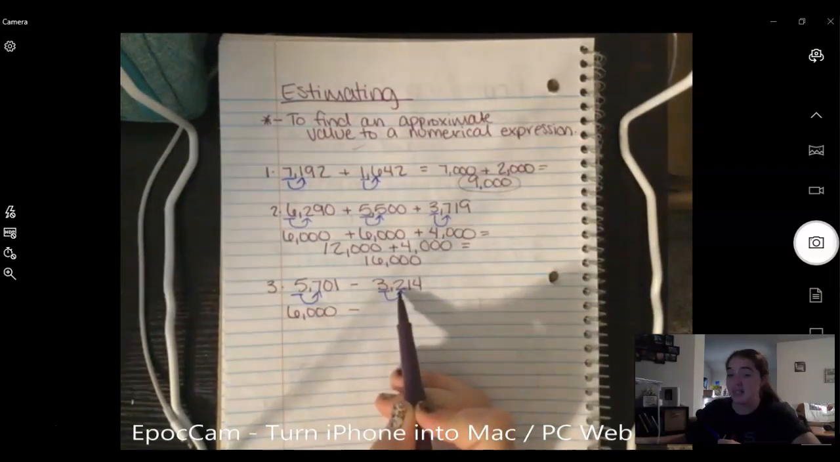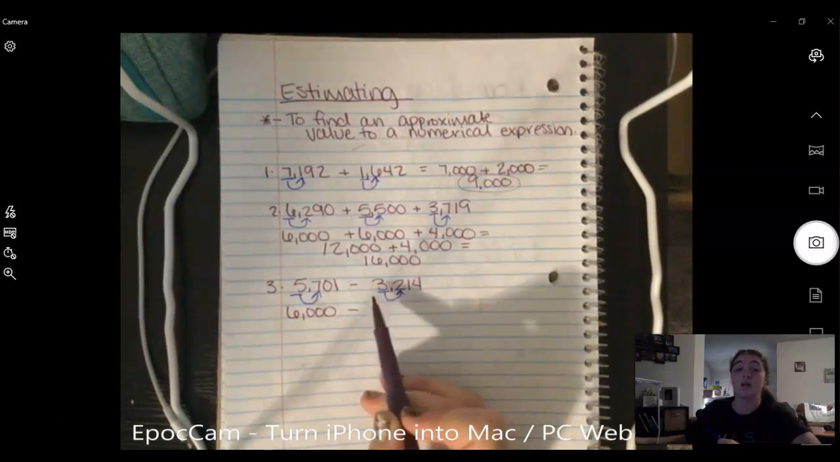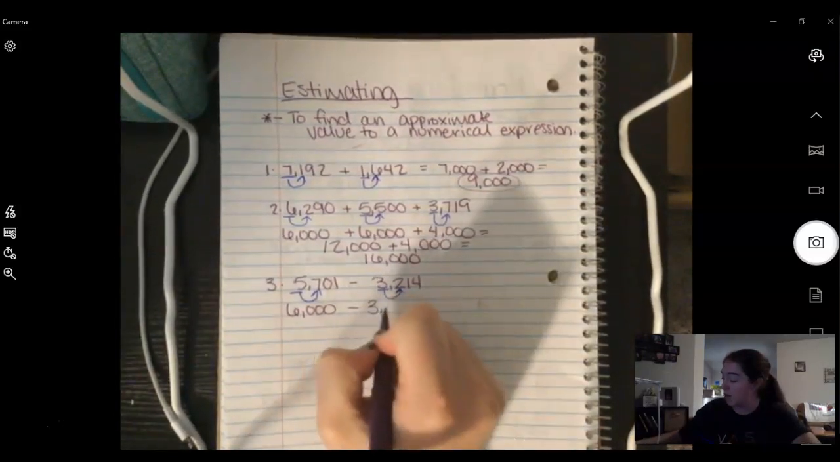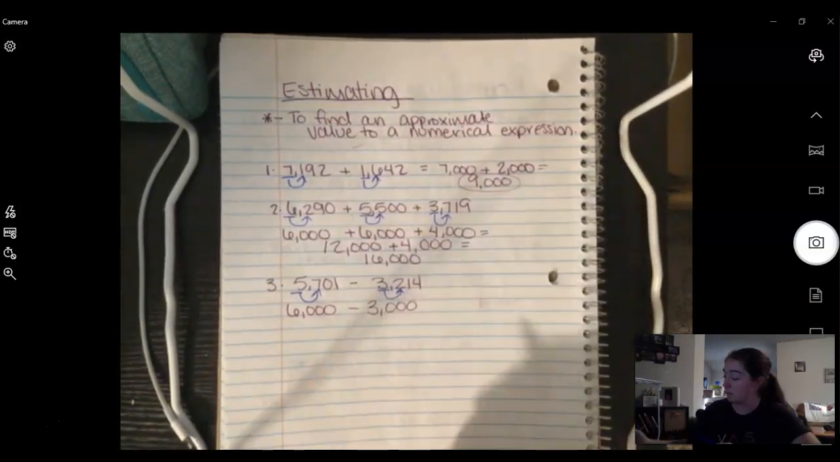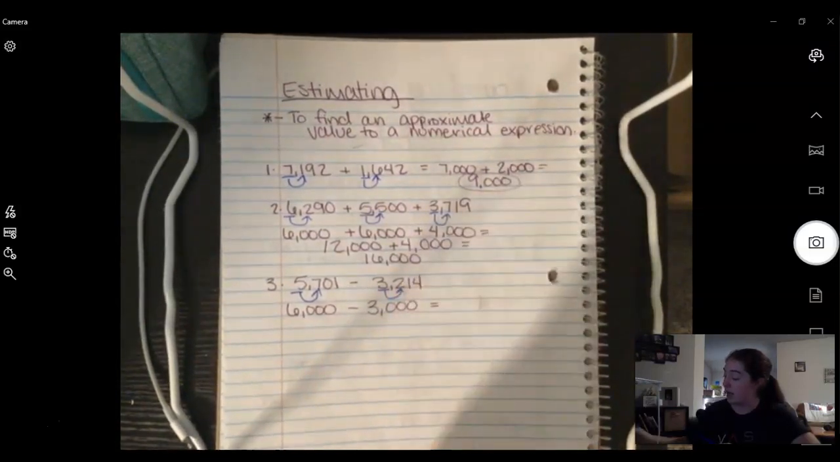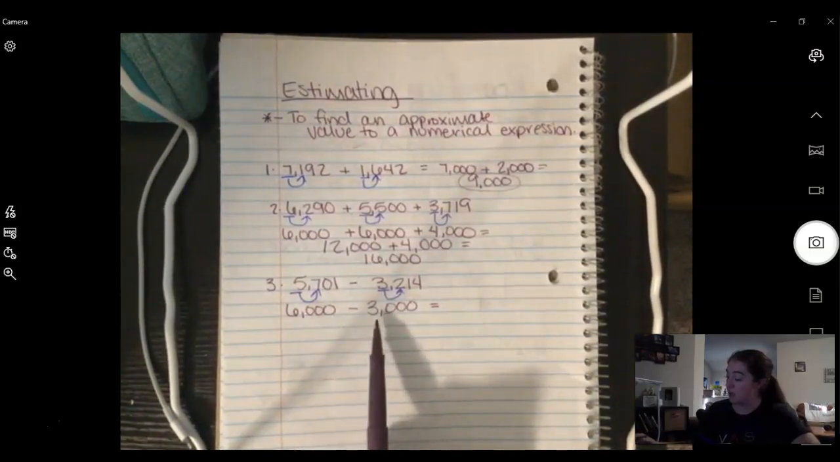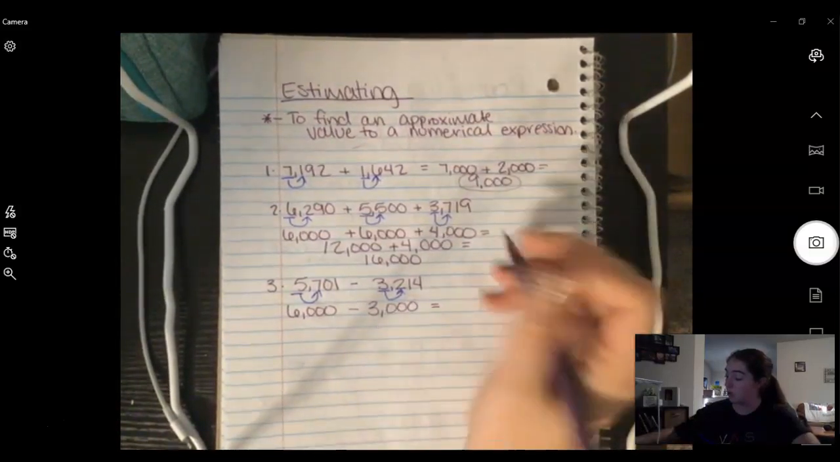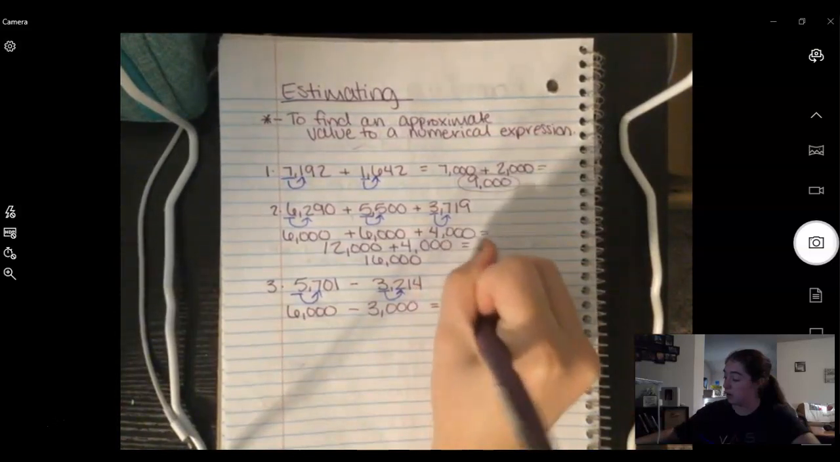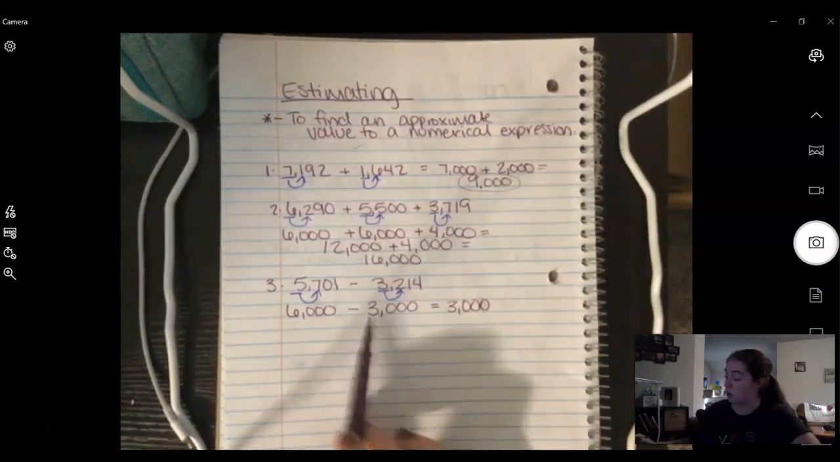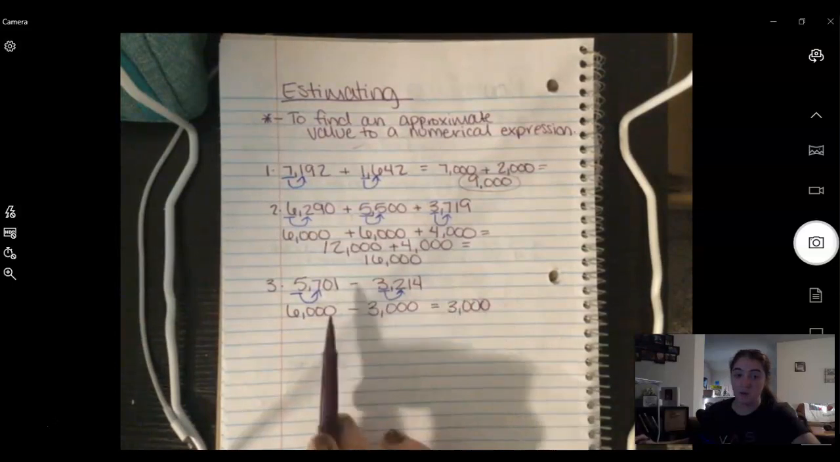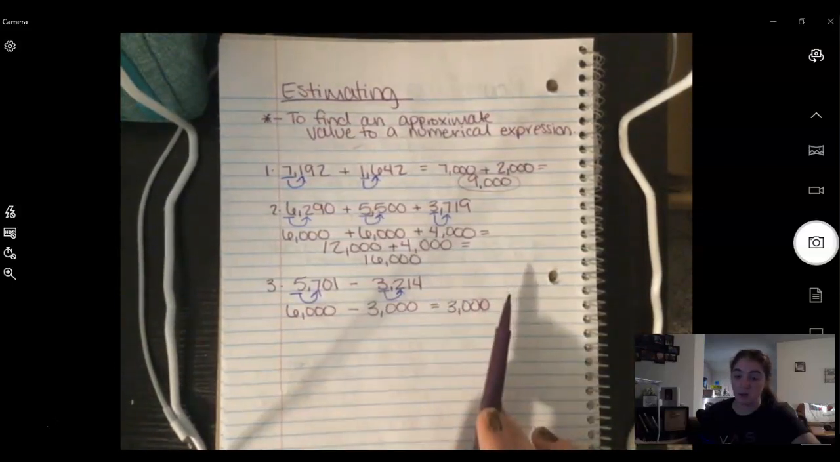Here we see that this is a 2. So the 2 is going to tell the 3, stay the same. Let it rest. So it's going to be rounded to 3,000. All right. Now that we have rounded, we can estimate: 6,000 minus 3,000 would equal 3,000, because 6 minus 3 is 3. And of course, zeros minus zeros is still zeros.